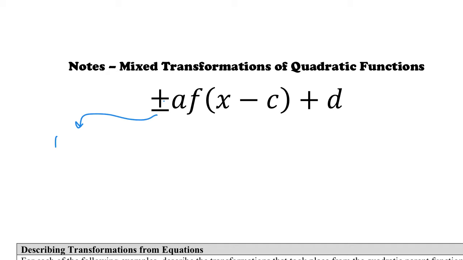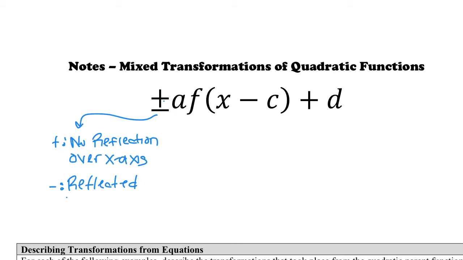Basically, if it's a positive, that means there was no reflection over the x-axis. If there was a negative here, so -2, -1/2, -8, doesn't matter, that means it was reflected over the x-axis. That's the plus or minus in the front.